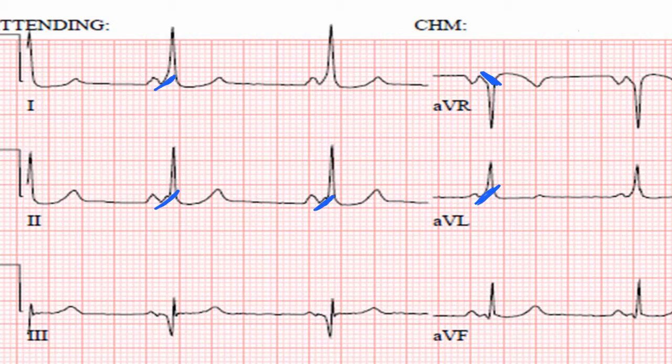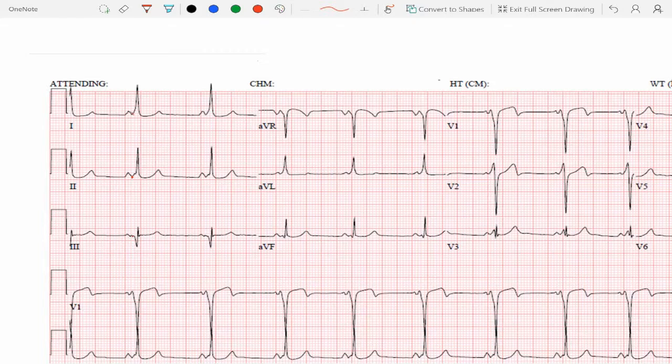You can still conduct through the AV node, and in this case you do, which results in a fusion beat between the pathway and the AV node. So you're conducting through the pathway into the ventricle, and you're activating the ventricle right off the bat, but you're also conducting through the AV node and the His-Purkinje system, which takes a little longer.